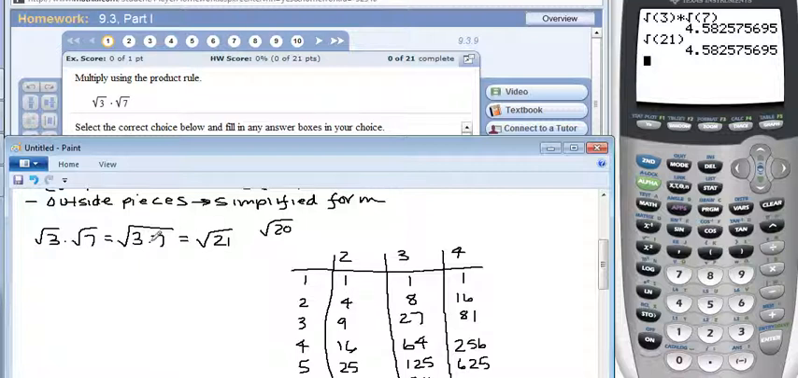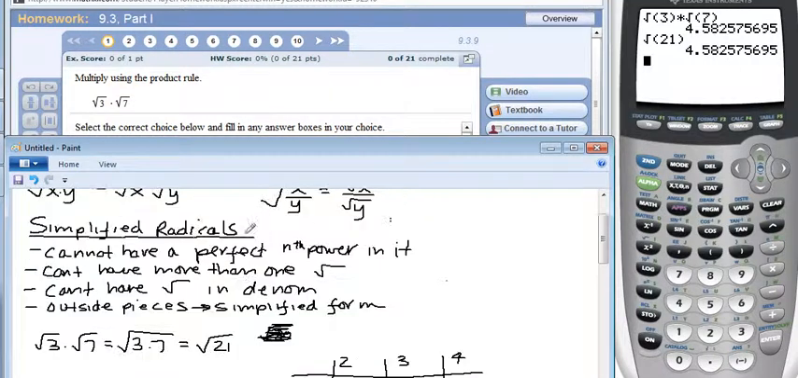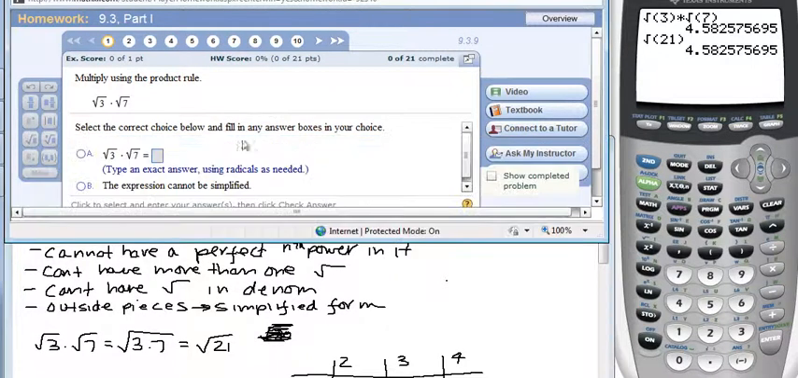So since there's only a 3 and a 7 in here, I don't have a perfect second power in it, so I'm done. The product rule says square root of 3 times square root of 7 is the square root of 21. So we're finished there. Okay?